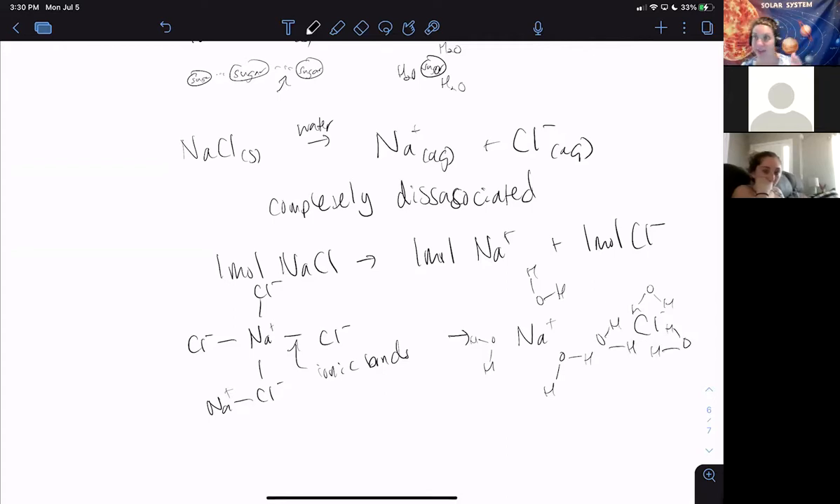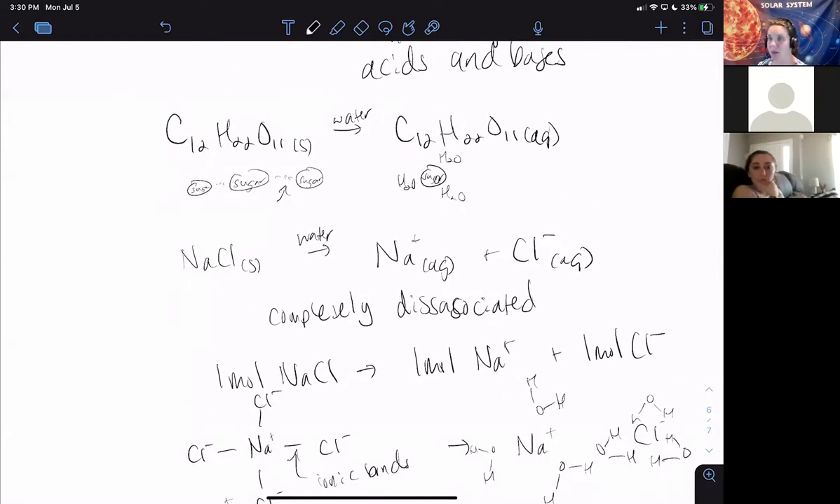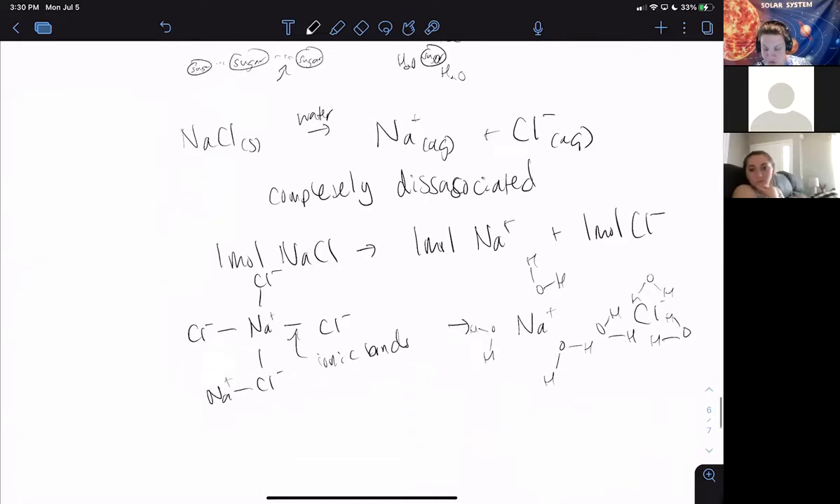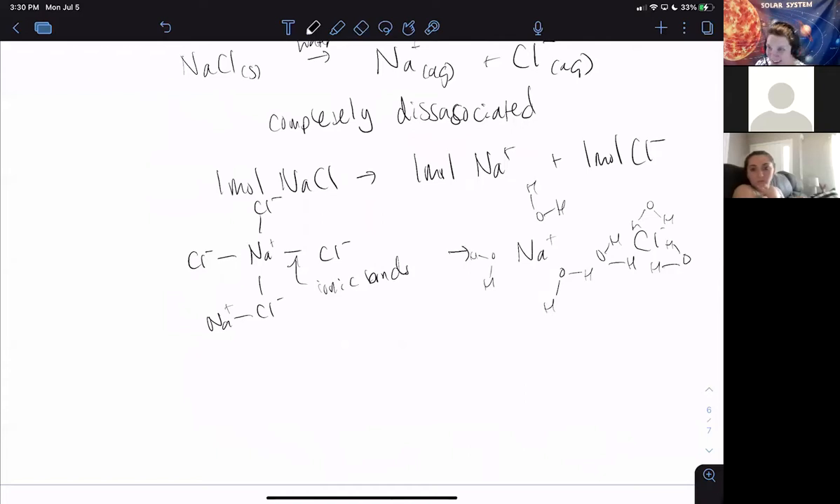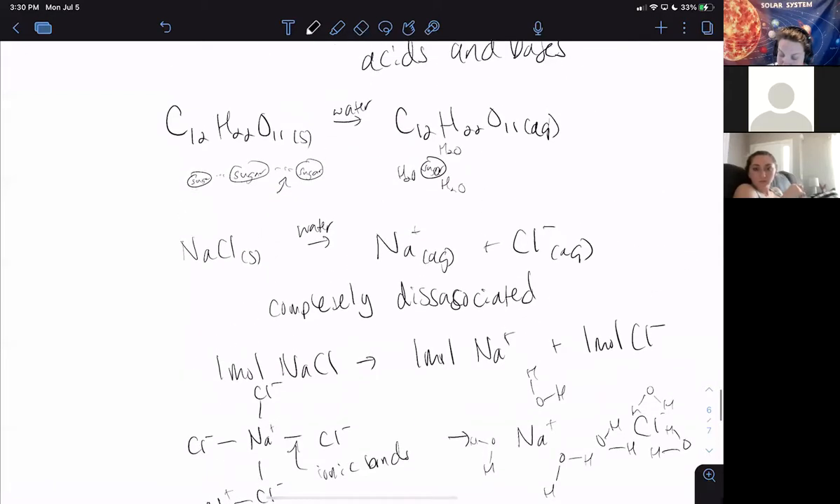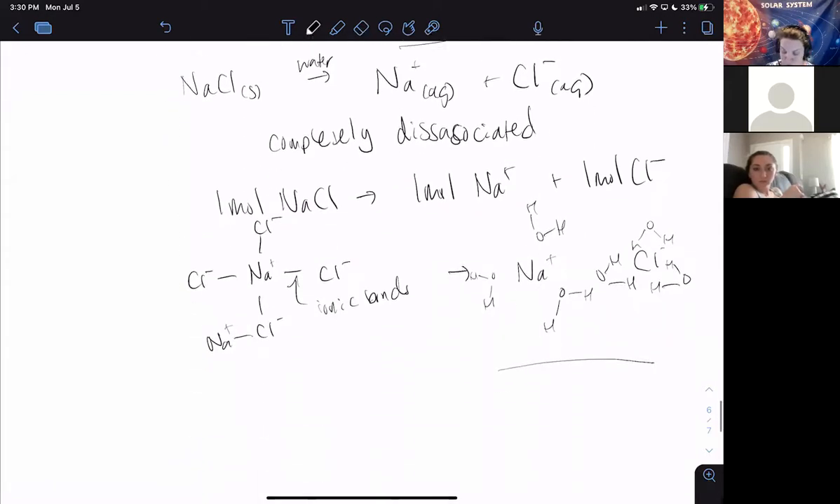So they dissolve completely differently. When we dissolve something like sugar, we don't produce any ions. So we make a non-electrolyte solution, something that cannot conduct electricity. When we take something that's ionic, it's going to break down into ions, and those ions can conduct electricity. So this is an electrolyte solution, and this is a non-electrolyte solution.